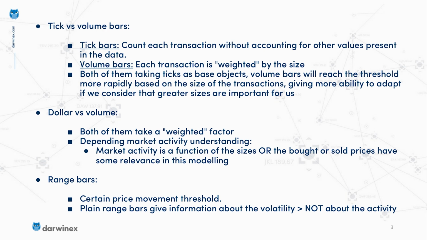Let's make some binary comparisons. We are here in the tick versus volume bars. In the case of tick bars, they just count each transaction without accounting for other values present in the data. In the case of volume bars, each transaction is weighted by the size. So if we compare tick and volume bars, both taking ticks as base objects, volume bars will reach the threshold much more rapidly based on the size of the transactions, giving, let's say, more ability to adapt if we consider that greater sizes are important for us.